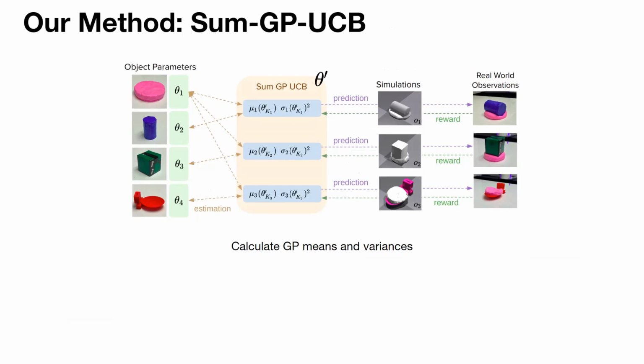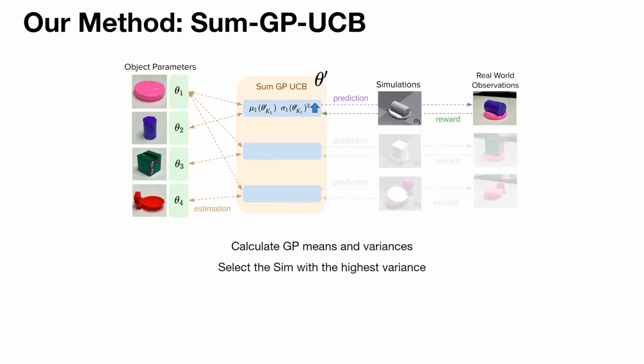One of the challenges of classical GP-UCB was that it had to run all of the simulations in order to include the reward function, which causes redundancy and increases the cost of the optimization. In order to reduce this cost further, we propose an informative simulation selection mechanism. For a given object parameter set, we first calculate the means and variances of each GP. And then we only select the environment with the highest variance to optimize in that iteration. This mechanism significantly reduces the cost of running multiple simulations and provides a faster optimization by focusing on the most informative simulations at each iteration.